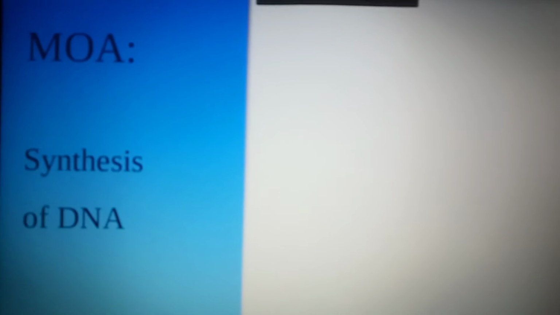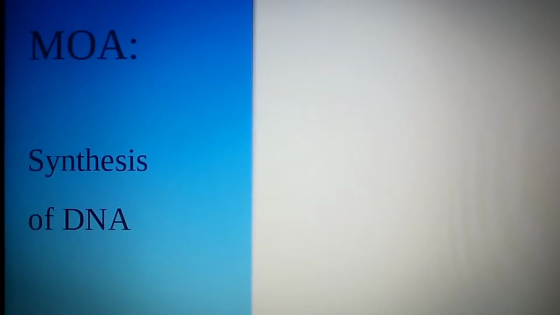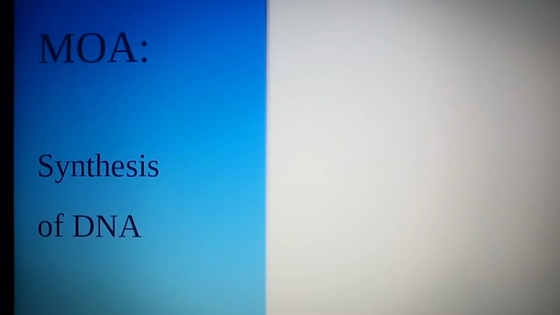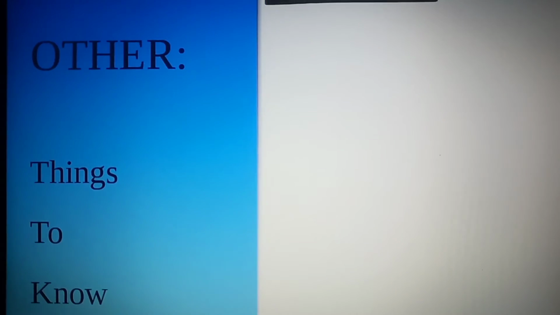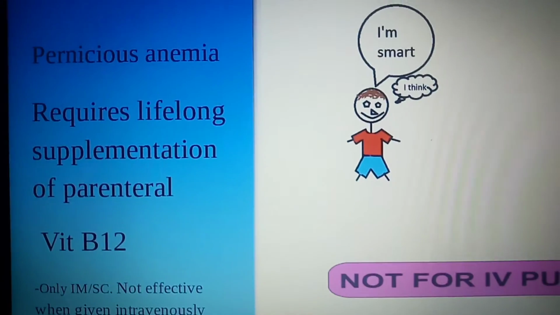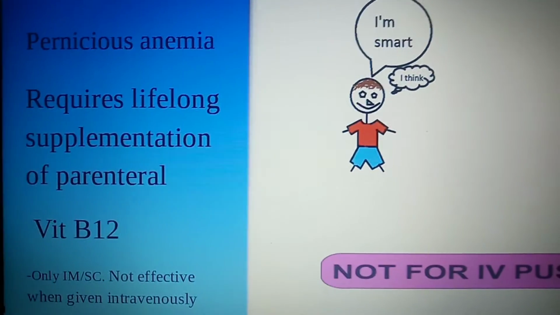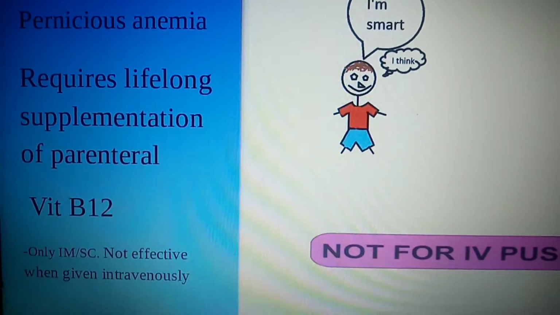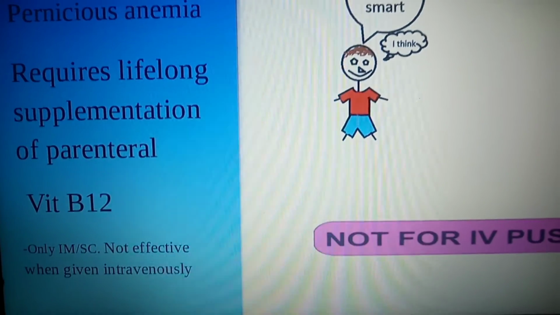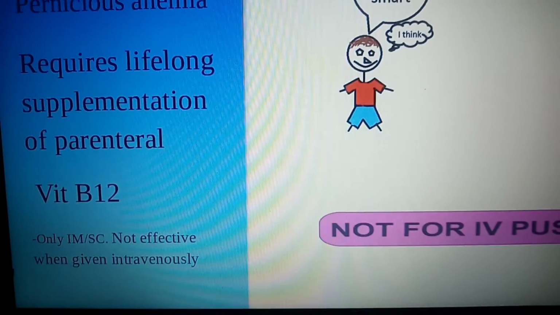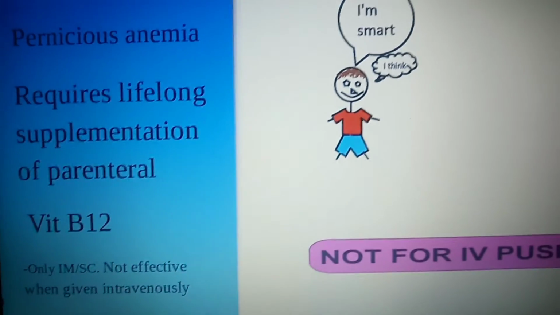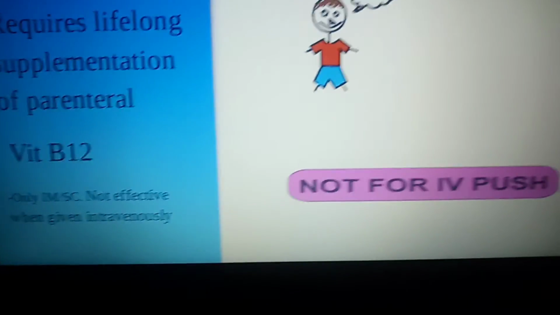Okay, mechanism of action. It works kind of like folic acid in helping with synthesis of DNA. Other things to know. It's given for pernicious anemia. It requires a lifelong supplementation of parenteral vitamin B12. It's only given as an IM or subcutaneous injection. It's not effective when given intravenously. So, practice time.